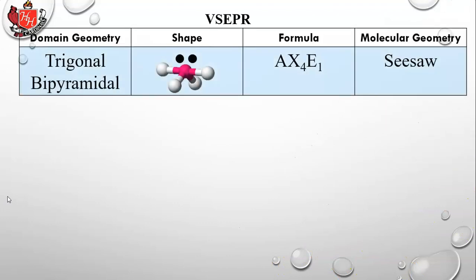All right, now we're still in the trigonal bipyramidal family. That means we're going to have 5 electron domains. This time, though, 4 of them are bonding and 1 of them is a lone pair, as you can see. And that molecular geometry is called a seesaw.